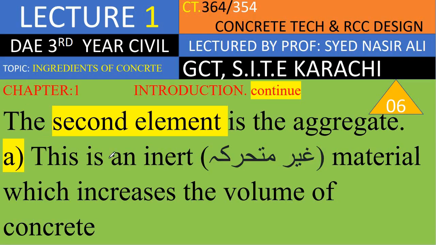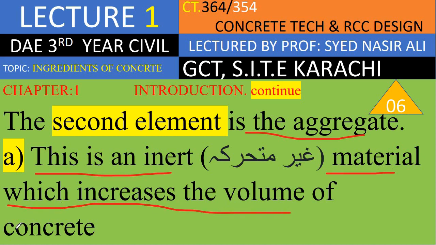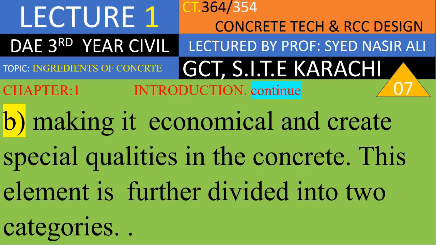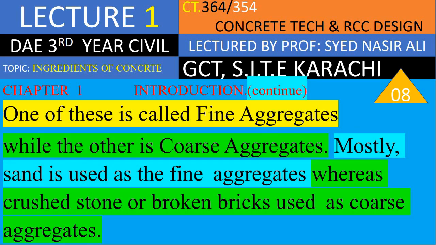The second element is aggregate. This is an inert material which increases the volume of the concrete as well as the strength of the concrete. This aggregate makes the concrete economical and creates special qualities in the concrete. This element is further divided into 2 categories. One of these is called the fine aggregate, while the other is coarse aggregate.